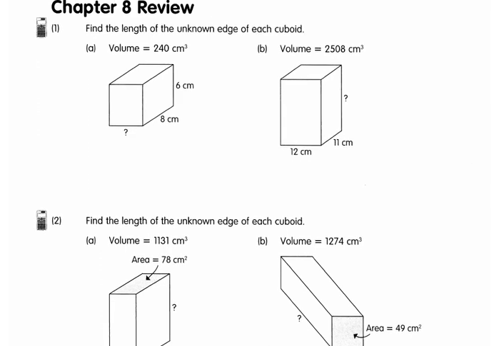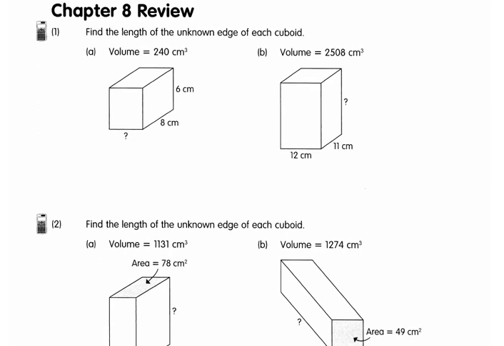You are supposed to find the length of the unknown edge of each cuboid. So Clarence, tell me, A, how to do? Eight times 6, which gives me how much? 5 cm. So remember, 5 cm. Okay. Next.